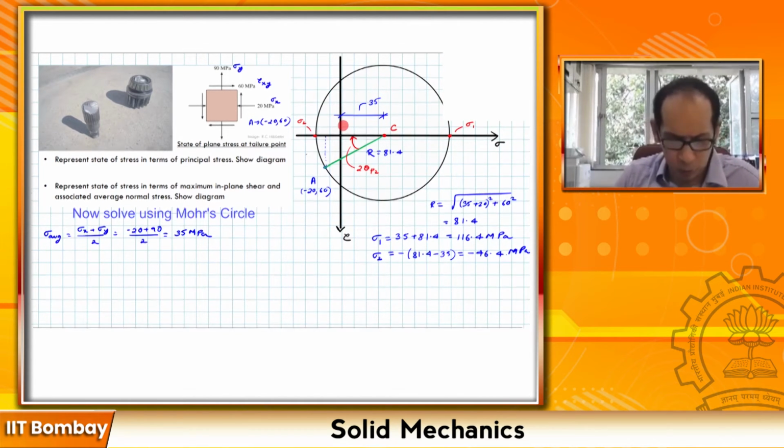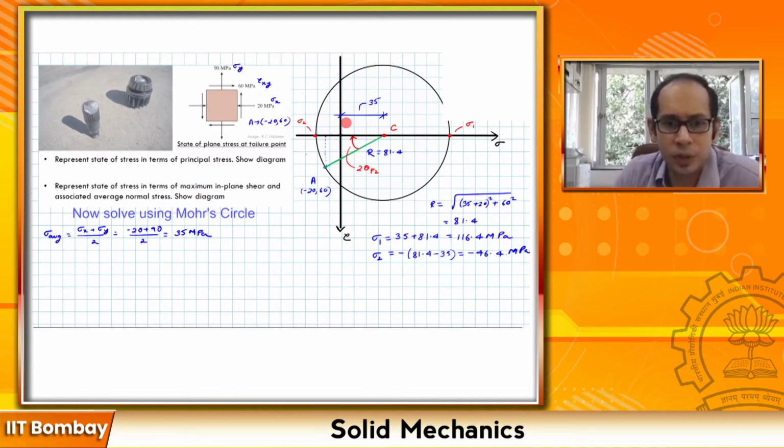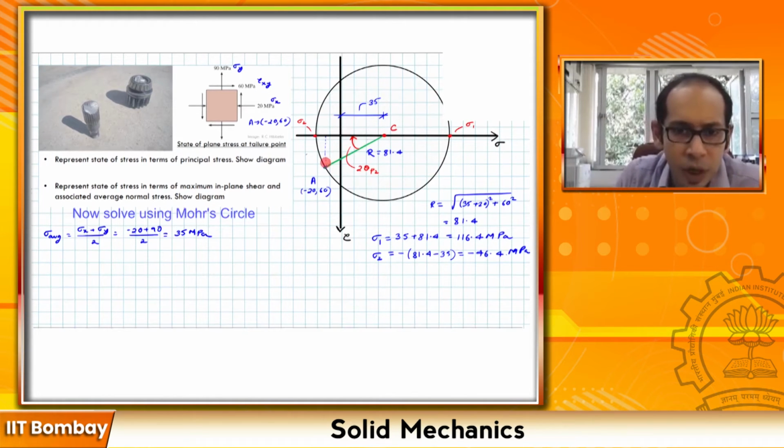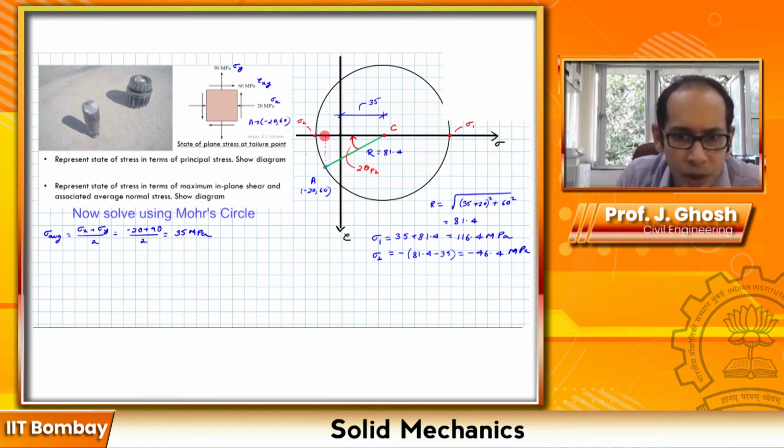Now if you calculate 2 theta P2, the tangent of 2 theta P2 will be equal to what? The tan of 2 theta P2 will be this perpendicular divided by this particular base. So it is going to be the 20. This value was 60 over here.